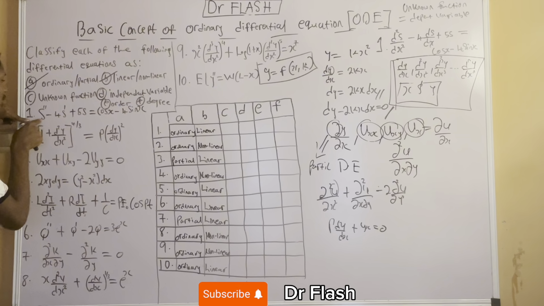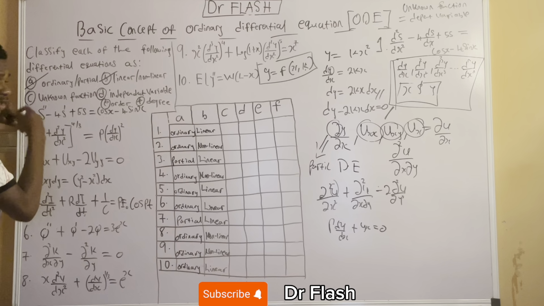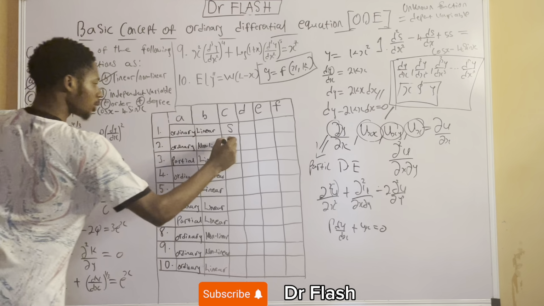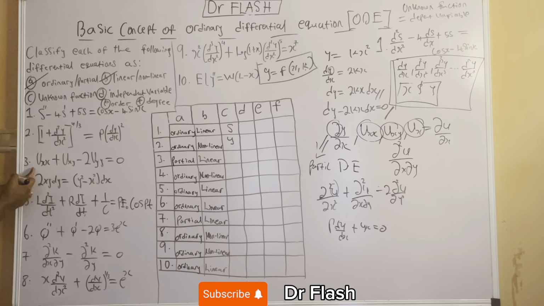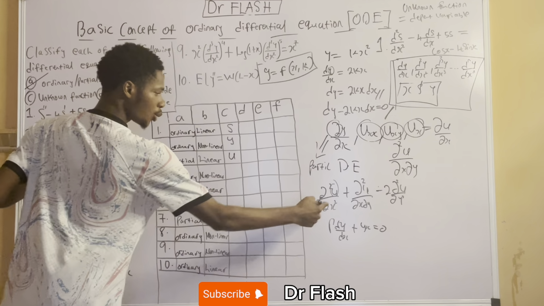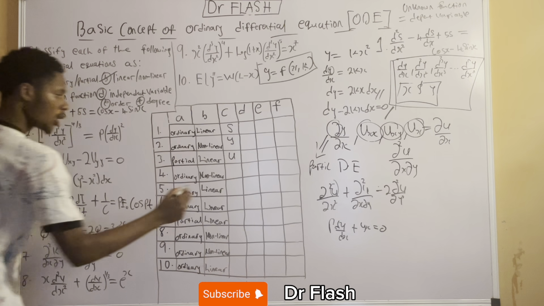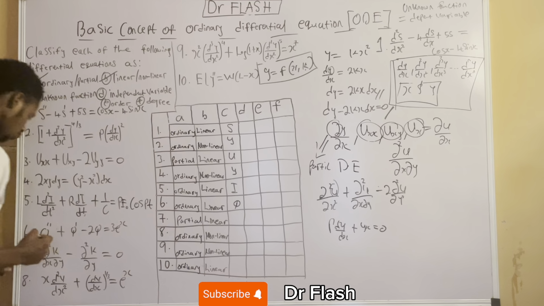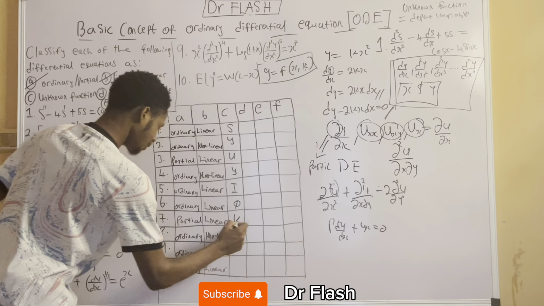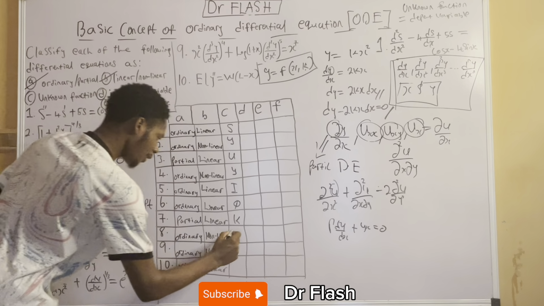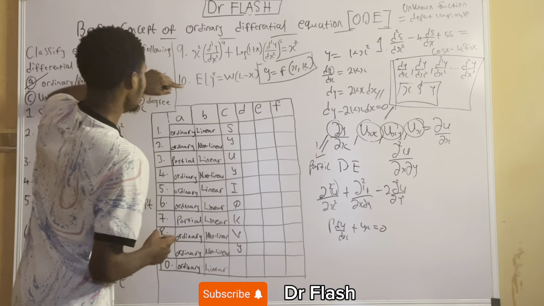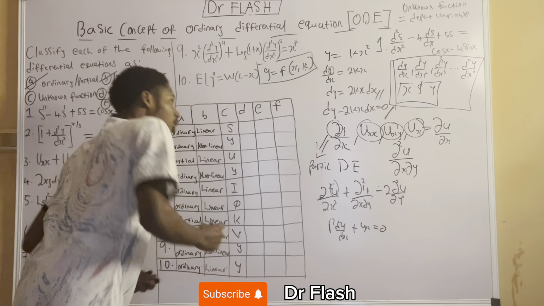So for one, when you expand this it is ds over dx. S is the one on top, so this is the unknown function. For 2, y is the one on top, unknown function. For 3, u is the one on top, so it's the unknown function. For number 4, we have y as the unknown function. Number 5, we have I. Number 6, we have q. Number 7, we have k. Number 8, we have v. Number 9, we have y. And for number 10, we have y as well.